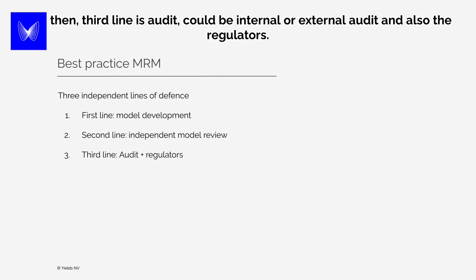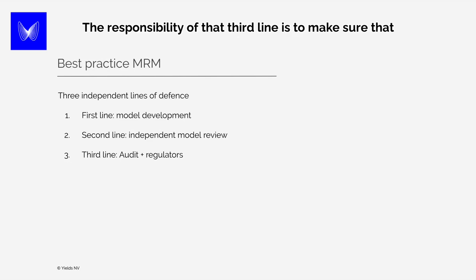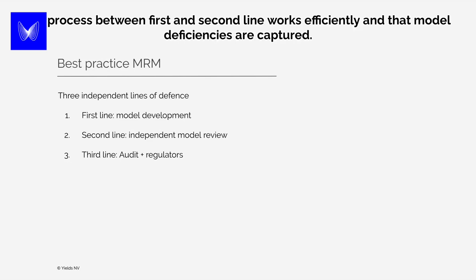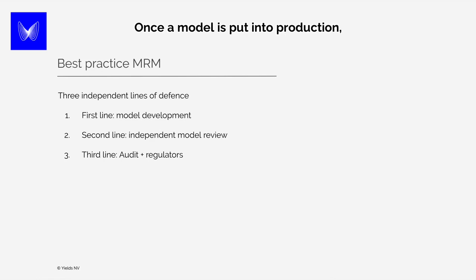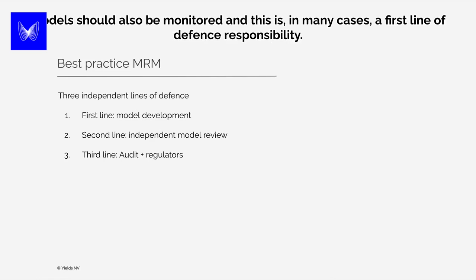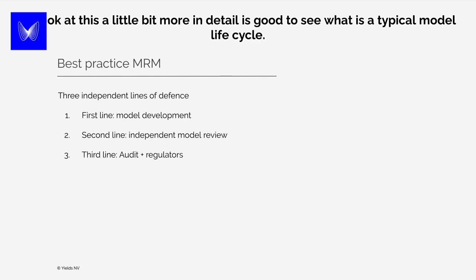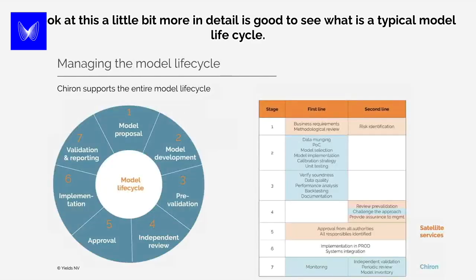And then the third line is audit, could be internal or external audit, and also the regulators. The responsibility of that third line is to make sure that the process between first and second line works efficiently and that model deficiencies are captured. Once a model is put into production, models should also be monitored, and this is in many cases a first line of defense responsibility.